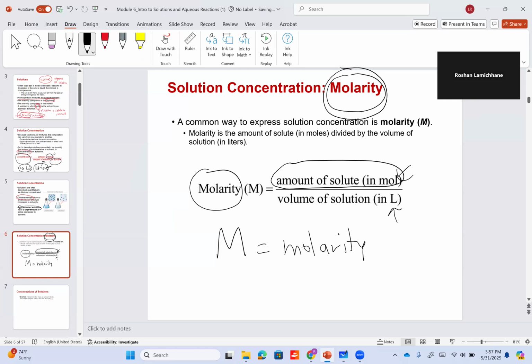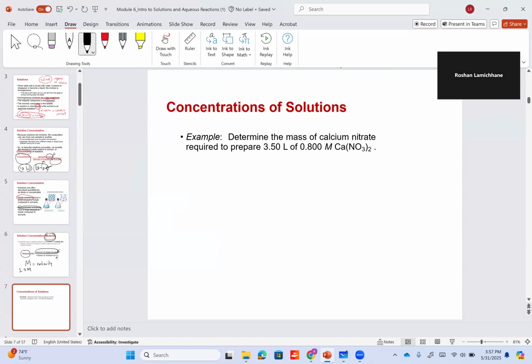For example, if I have a solution that is 1.0 M, we're saying that I have a solution that is 1.0 molar, or a solution with 1.0 molarity concentration. Both of them are correct. Now let's use this formula to solve this question. The first question that implements molarity says: determine the mass of calcium nitrate required to prepare 3.50 liters of 0.800 molar calcium nitrate.